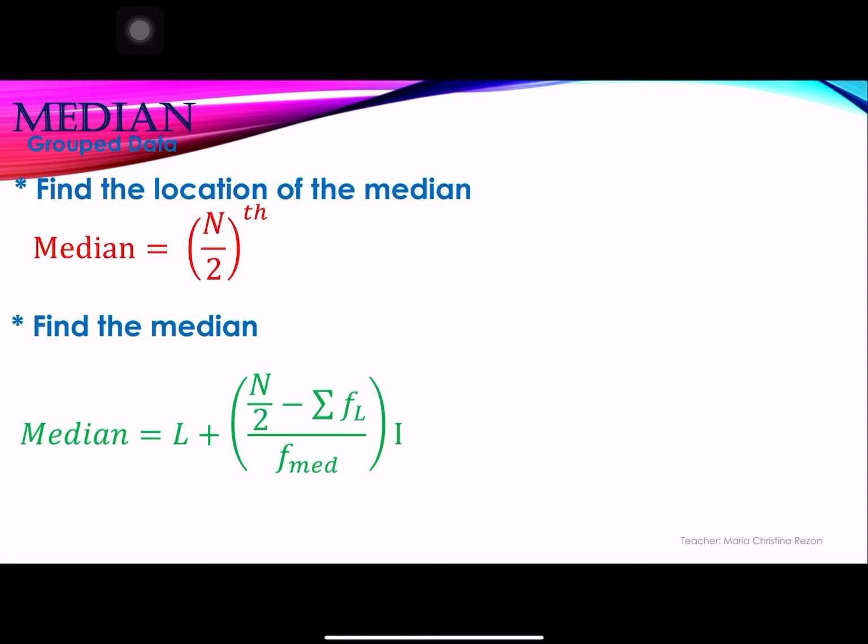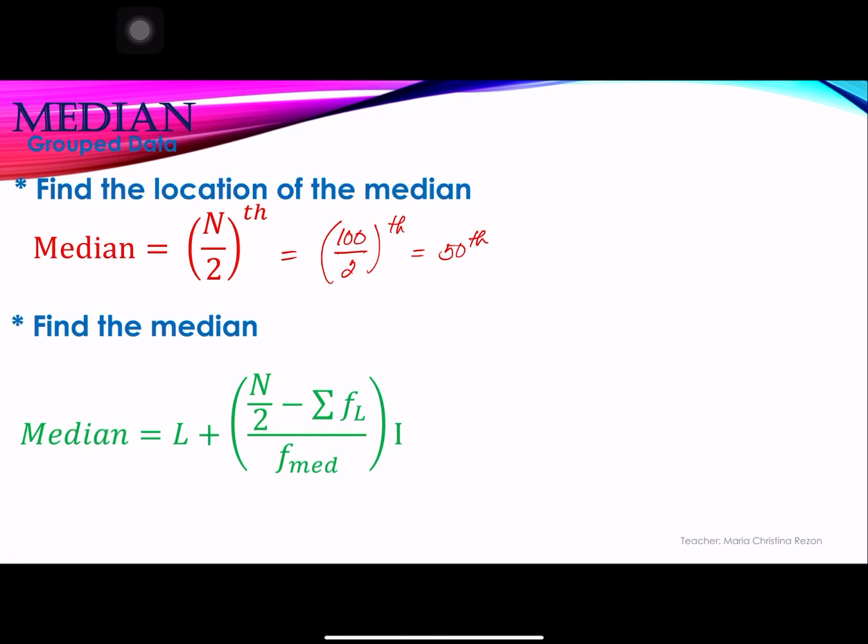Then find the location of your median class. Your n, we know that it's 100, so you will have 100 over 2, and then you have the th here. That means it's the location, or the number of observation, which is the 50th observation. And then from there, we have to use this formula.